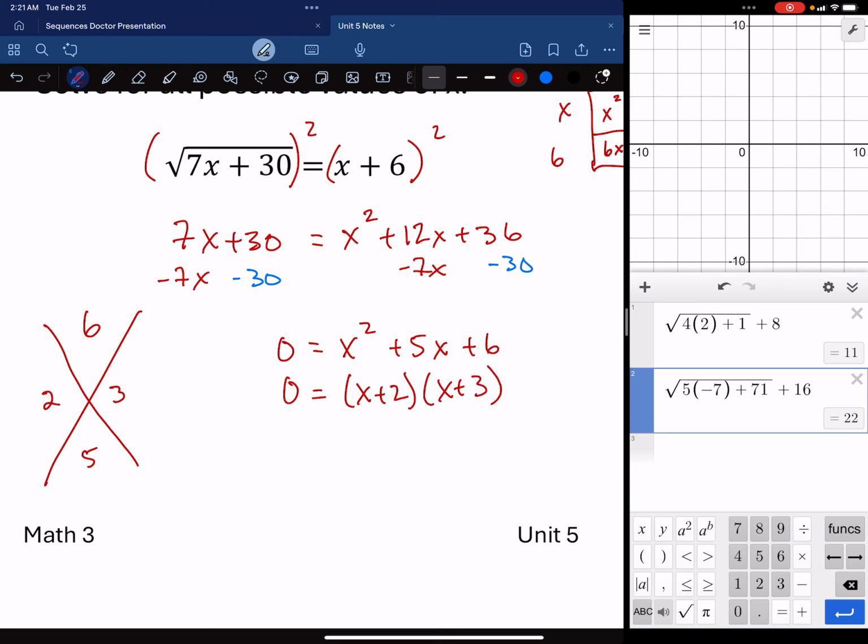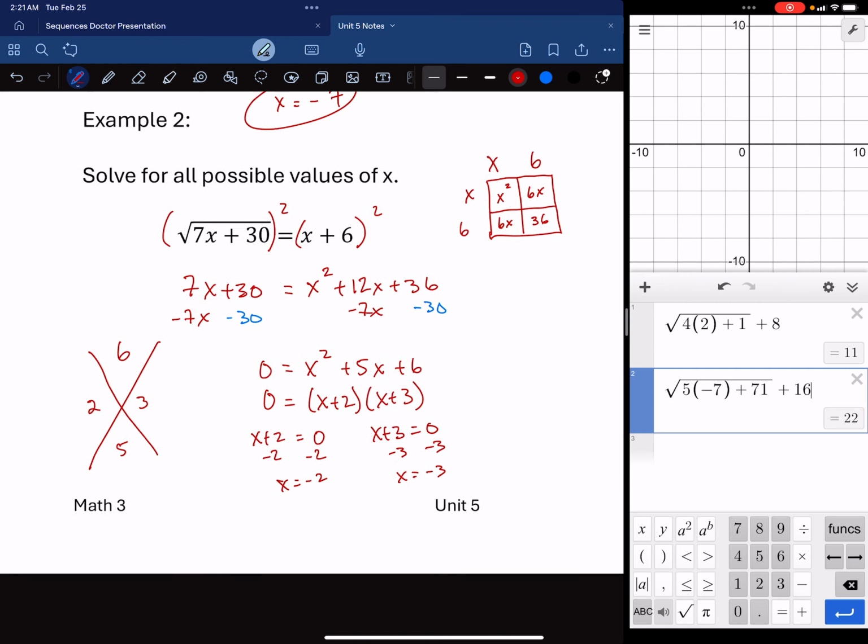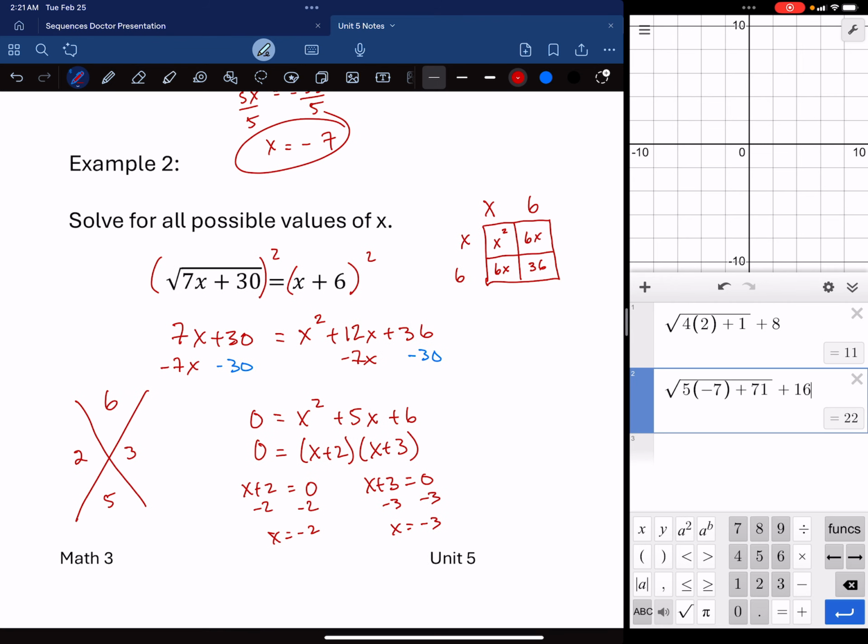So now I just need to solve for each factor separately. So we subtract 2 from both sides. We get x equals negative 2. Subtract 3 from both sides. We get x equals negative 3. Okay? Now we need to check our answer.